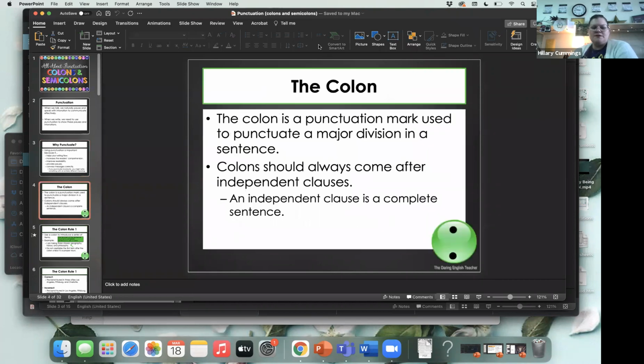So today we're talking about the colon, which is a punctuation mark used to punctuate a major division in a sentence. A colon should always come after an independent clause. Remember that an independent clause is a complete sentence. It's got a subject, a verb, and a complete idea.